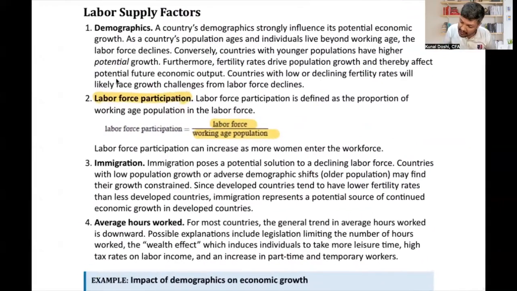Now, this labor force participation can increase as more women enter the workforce, isn't it? I discussed the example of Saudi Arabia when they opened windows for women to work more by letting them drive. That will increase the labor force participation. But on the contrary, in Afghanistan, when the new government came in, they stopped women from going out. So they are going on the opposite side when Saudi Arabia is going on the positive side. So that is called labor force participation, right?